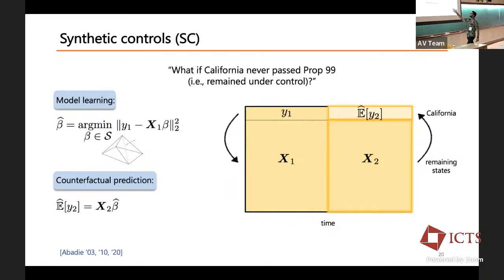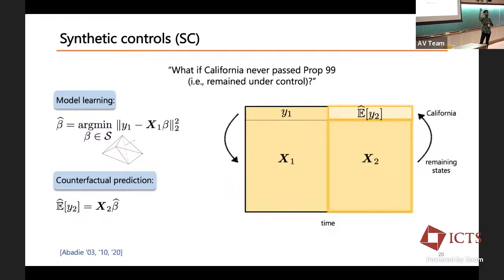X1 are basically the pre-intervention outcomes. So this is the matrix of cigarette sales. I want to know what would have happened to California's cigarette sales if they hadn't passed Prop 99. So X1 is the outcomes of the 49 states' cigarette sales for 10 years before the legislation went into place. X2 is their outcome after it went into place. Y1 is the outcomes of California before it went into place. And that part is missing, right? Because I don't know what their cigarette sales would have been had they not gone under Prop 99.